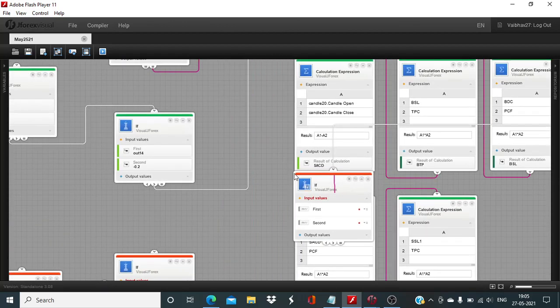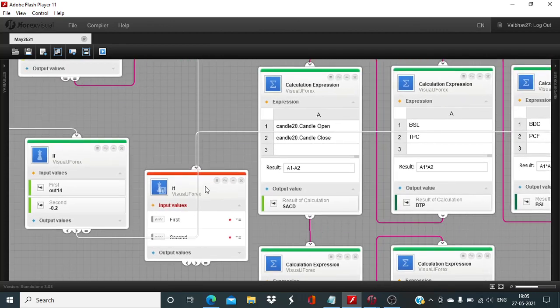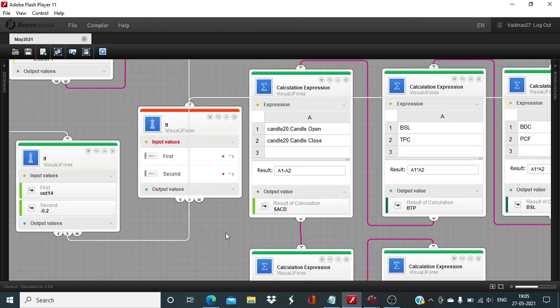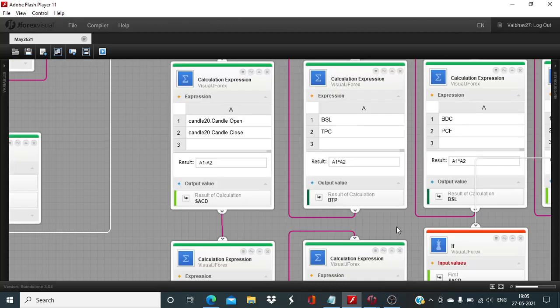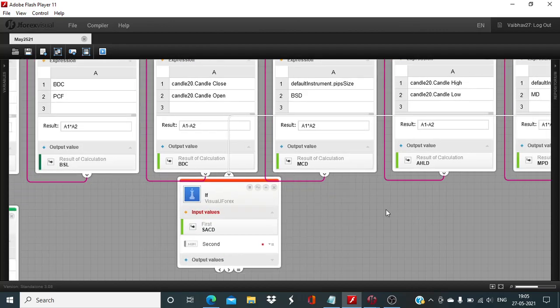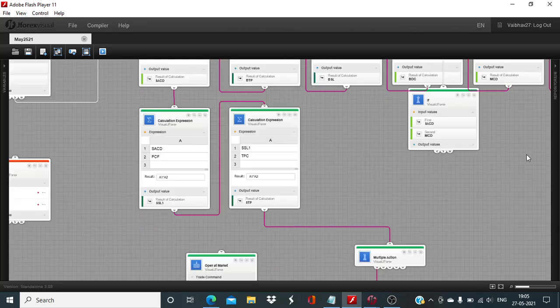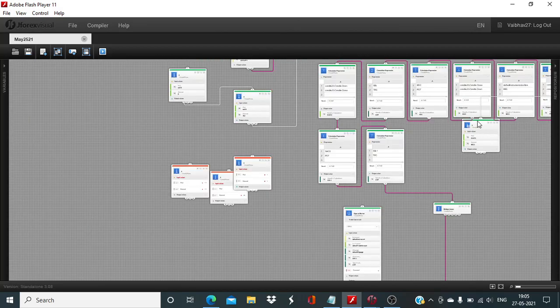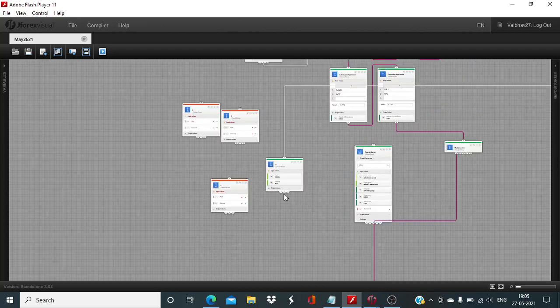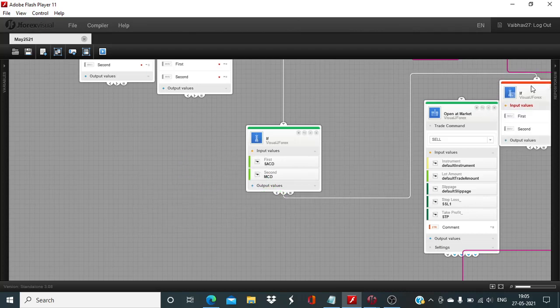The closing value for last hourly candle should be less than its opening price by more than 5 pips. So this difference needs to be greater than MCD. First input greater than second input.